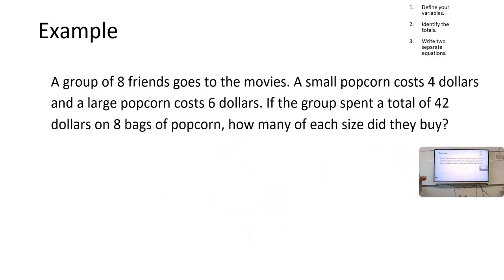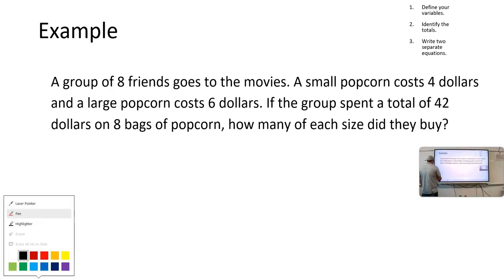A group of 8 friends goes to the movies. A small popcorn costs $4, and a large popcorn costs $6. If the group spent a total of $42 on 8 bags of popcorn, how many of each size did they buy? Okay, so it looks like we're talking about popcorn.